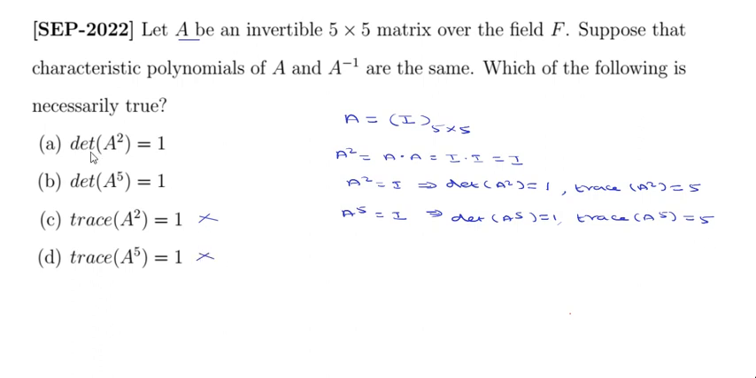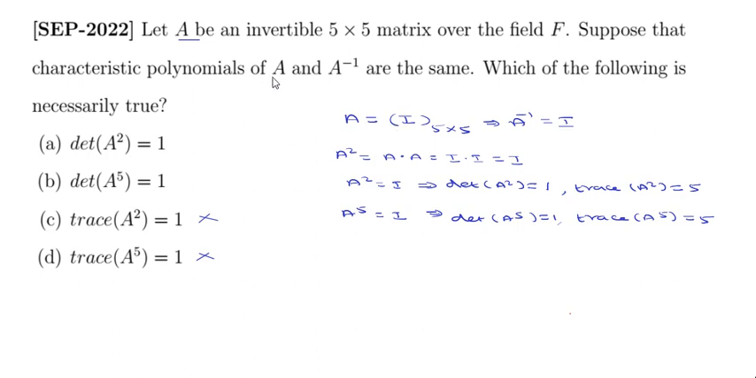Now we are left with two options: determinant of A square equal to 1, and determinant of A power 5 equal to 1. So we will take another, different example satisfying this. Here if A is equal to I, this implies A inverse is also equal to I. So this matrix A satisfies these conditions.